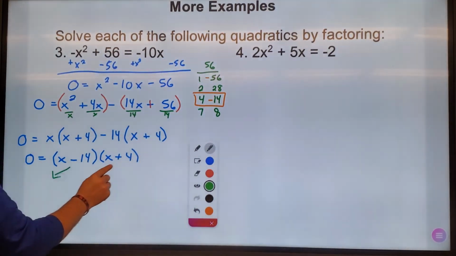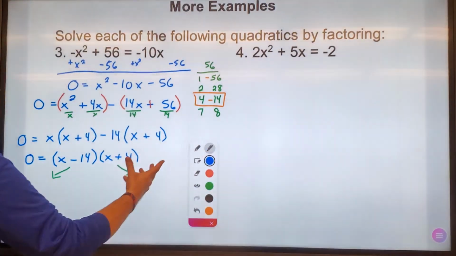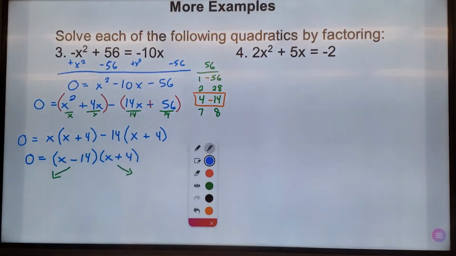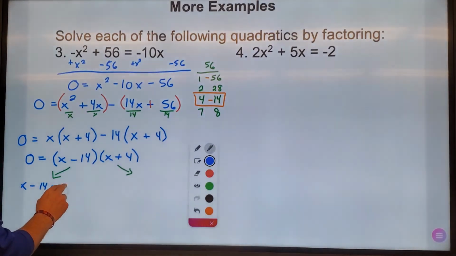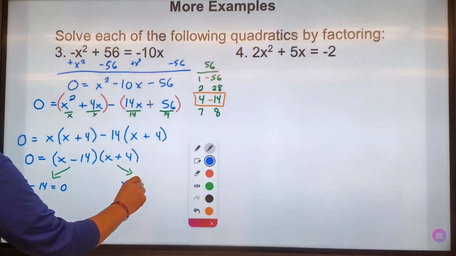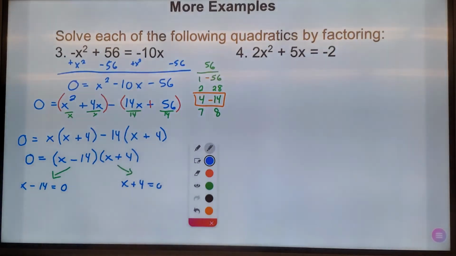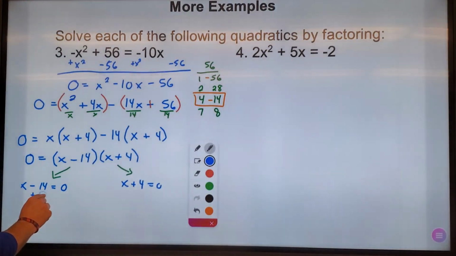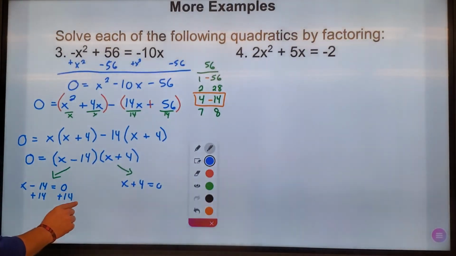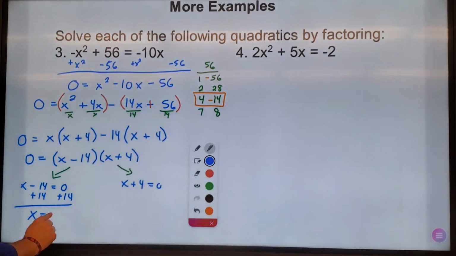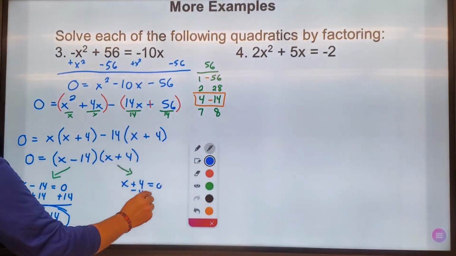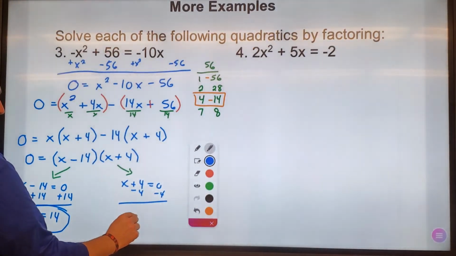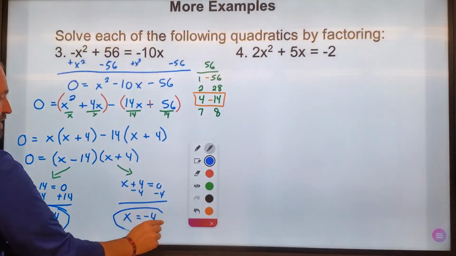Now at this point, I'm going to take both of my sets of expressions and set those equal to 0 and solve. So x minus 14 equals 0. x plus 4 equals 0. I'll solve the left-hand side one first. Add 14 to both sides. x equals 14 is one of my answers. Subtract 4 on both sides here. x equals negative 4 is my second answer.